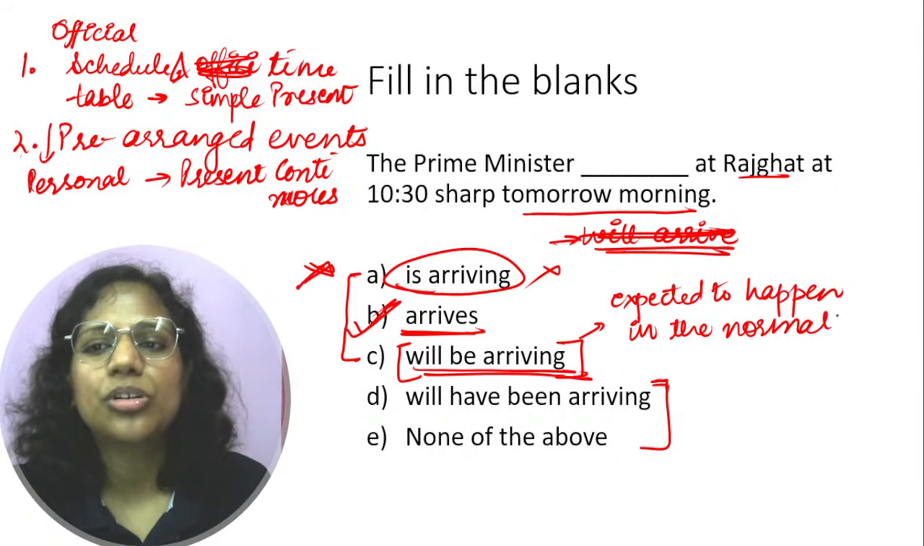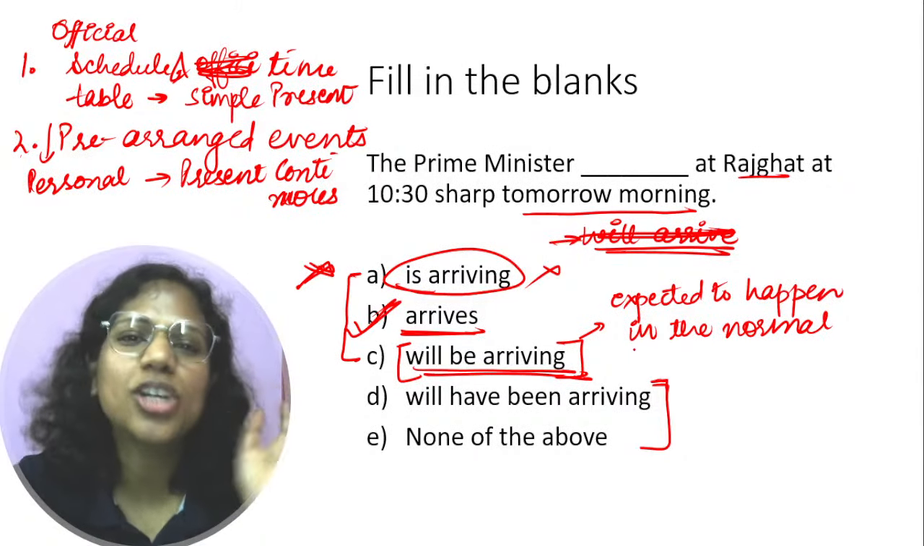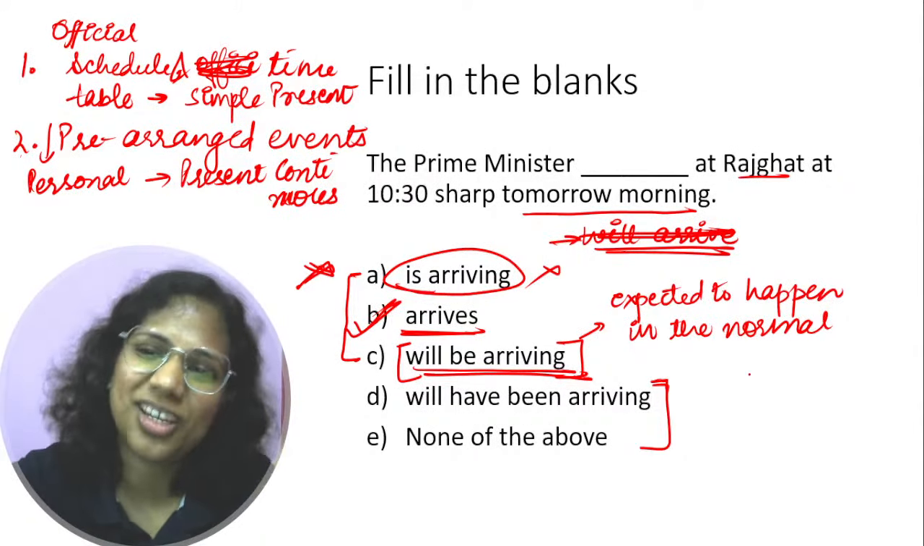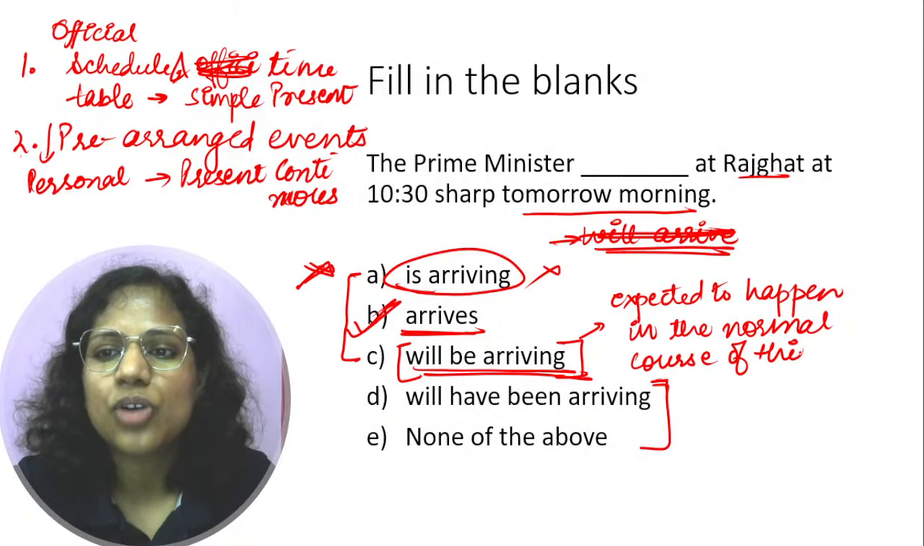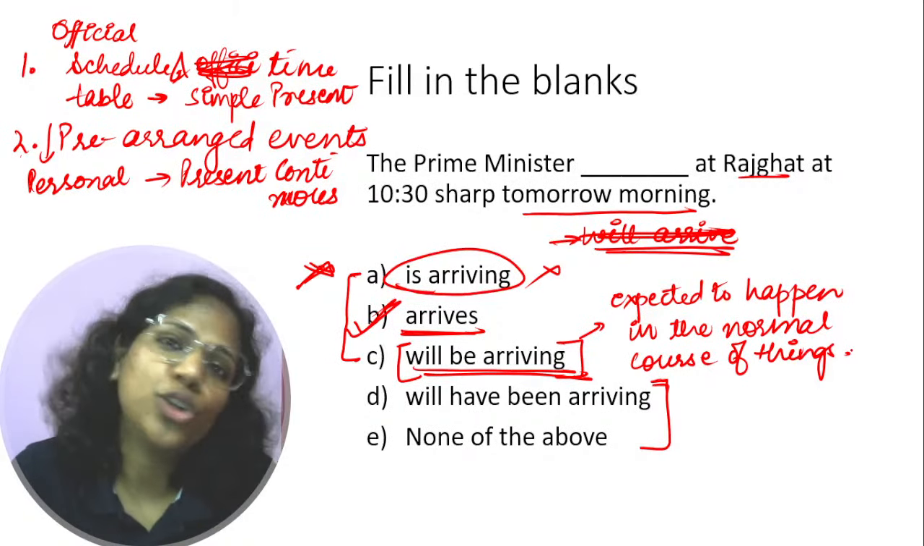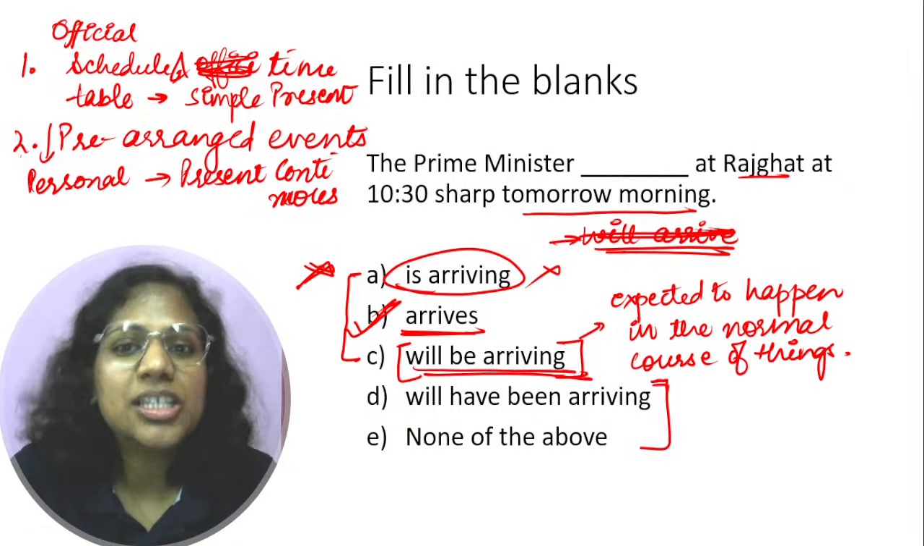So let's say every summer you go to your nanny's place, right? The simplest example. So this summer also is expected to happen. It's expected to happen in the normal course of things. So I'll be staying at my nanny's for 2 weeks. I'll be staying at my grandmom's for 2 weeks. This is what you can say.